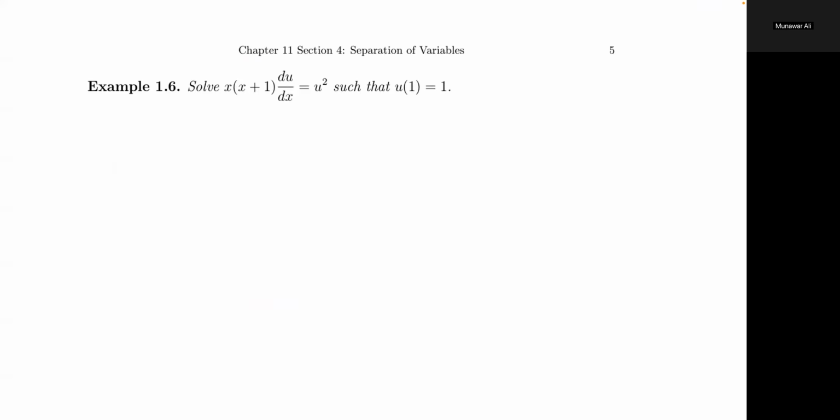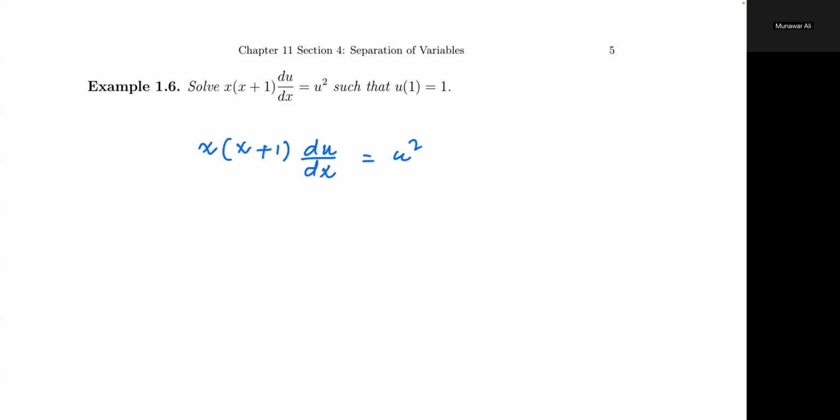Let me help you with only separating the variables, and then you will be integrating. And once we are done with this problem, we are done with this section. And on Monday, the first thing that we'll be doing will be a small lecture activity on this section only, separation of variables. So x times x plus 1 du over dx is equal to u squared.